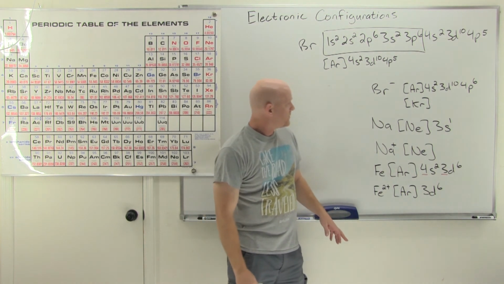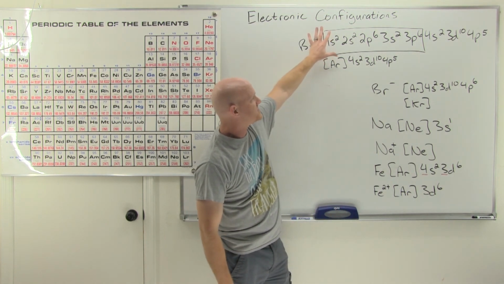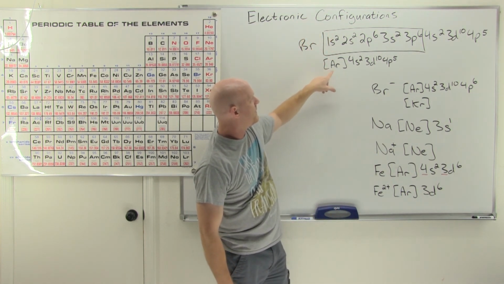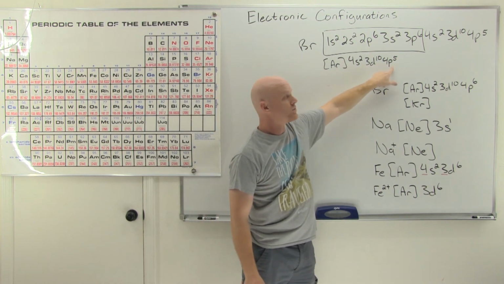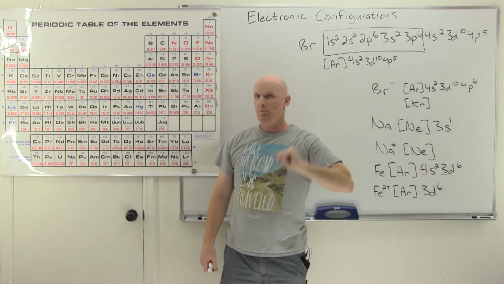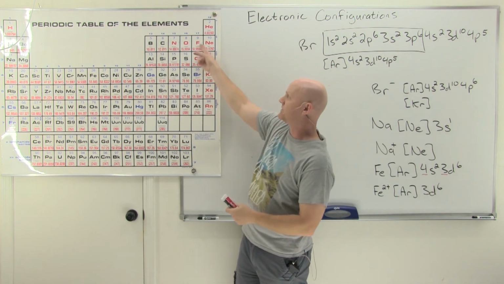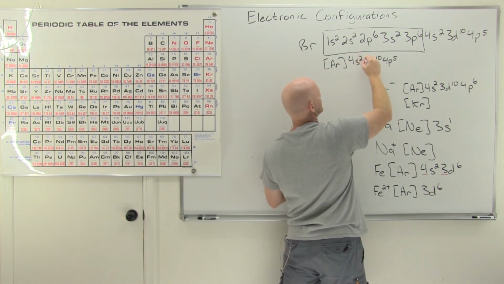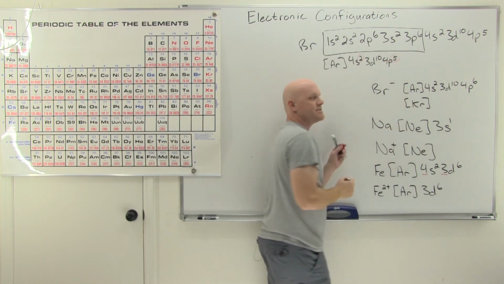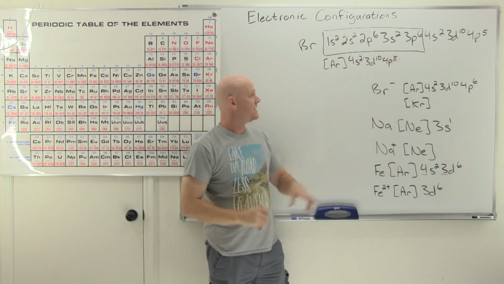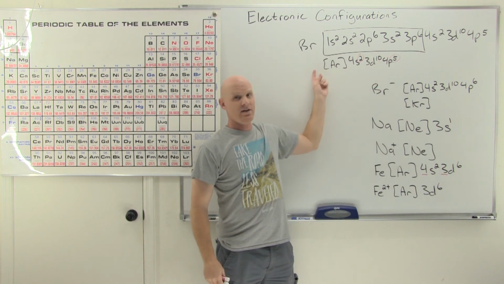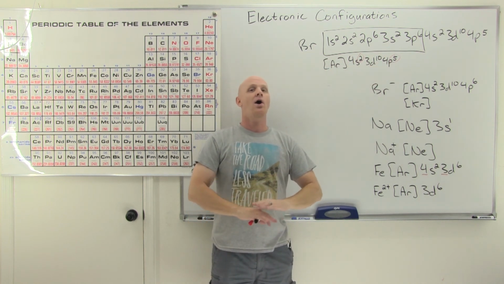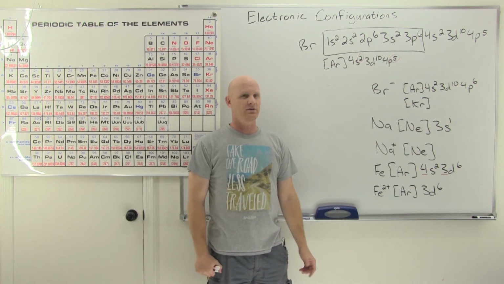All right, if we work our way to bromine up here, we can see that we've got argon 4s2, 3d10, 4p5. Now we know bromine's got 7 valence electrons based on its position, which is where things get tricky, because that means that these 2 and these 5 are considered the valence electrons, but the 10 d electrons, even though they are past the noble gas configuration, are not considered valence electrons.